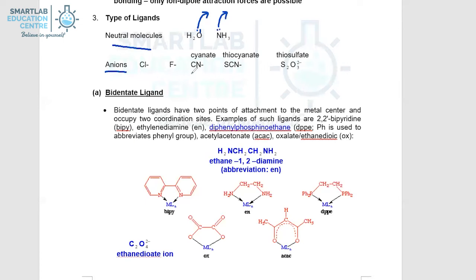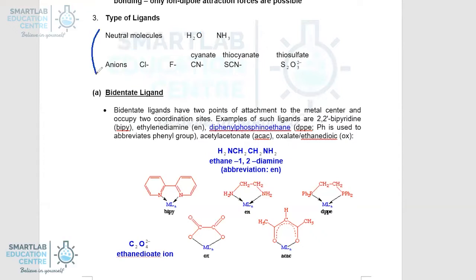In the case of CN-, C is the one that is negatively charged and possesses the lone pair of electrons. So the carbon can form a dative bond with the central metal ion. Common to all these ligands that we mentioned, they are monodentate, which means they can only form one dative bond. Let us take a look at bidentate ligands.